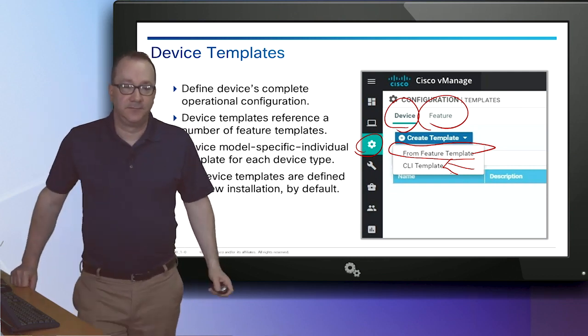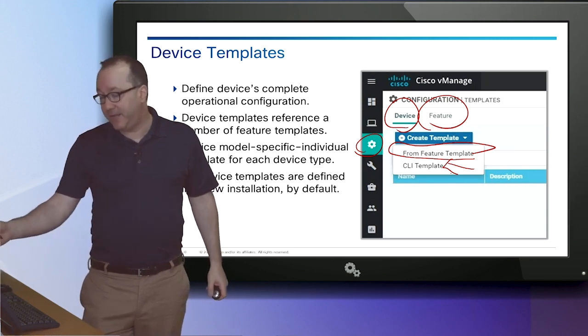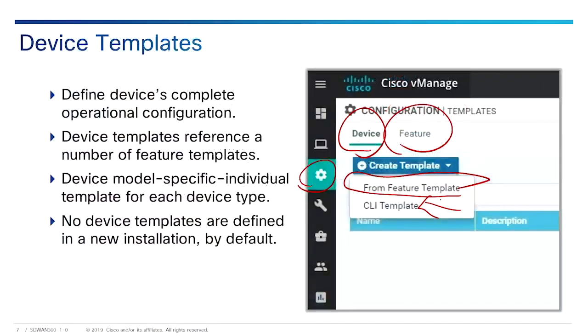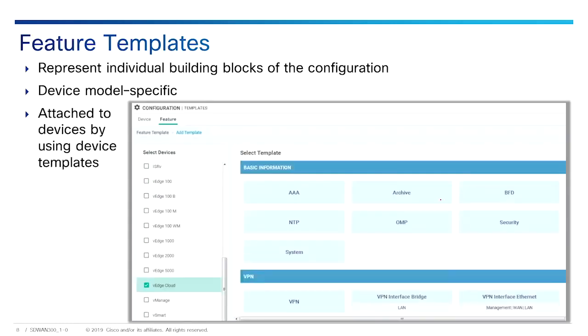Let's see. By default, there's not going to be anything here. We don't have any feature templates or device templates by default. Okay. So a feature template is going to be used for each feature of a device, which explains the high number of templates that are displayed in configuration template features.